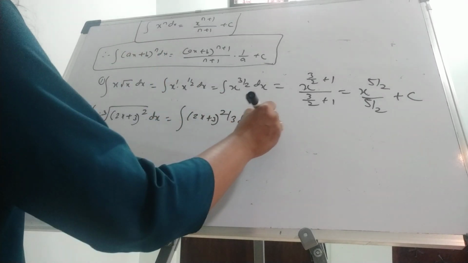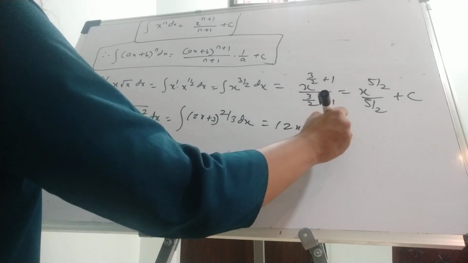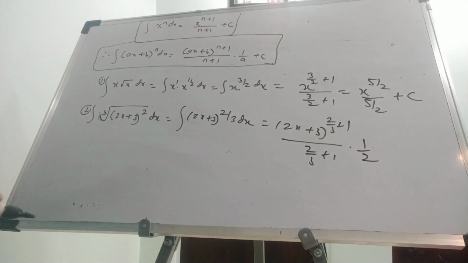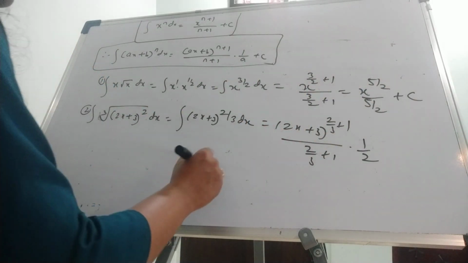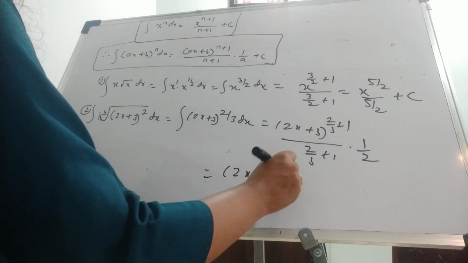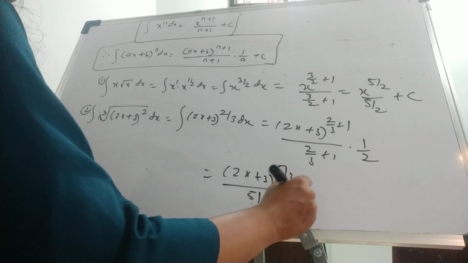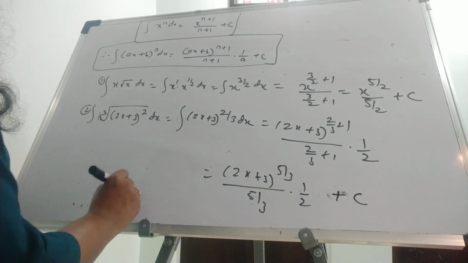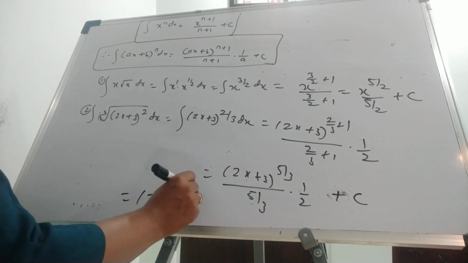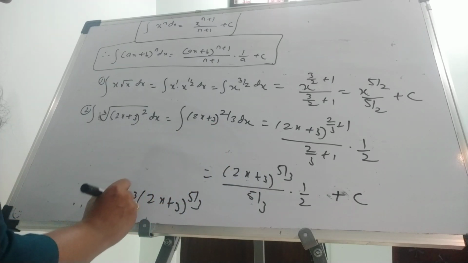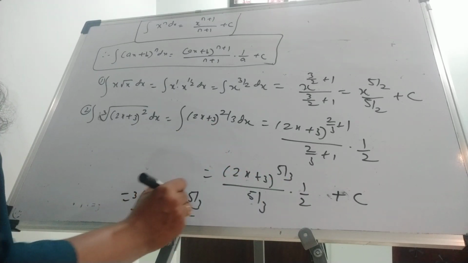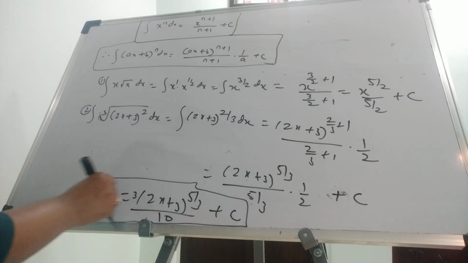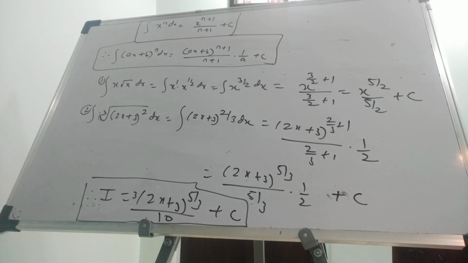Now we'll use your formula, that is n plus 1 upon n plus 1 divided by always coefficient of x. Coefficient of x is 2, so this is 2x plus 3 raised to 5/3 upon 5/3 into 1/2. So finally, if we solve it, it is 2x plus 3 raised to 5/3. This 3 will be in the numerator. This 5 2s are 10 plus some constant value c. This is your final integration value.